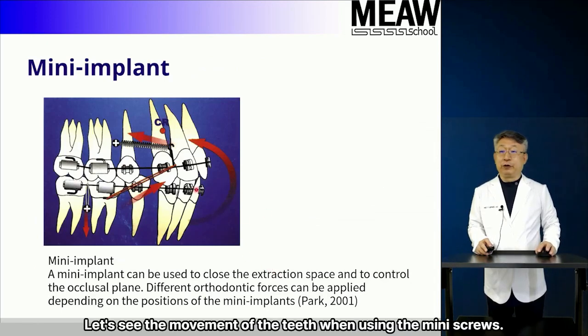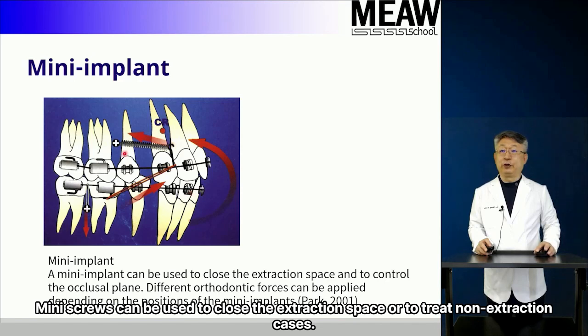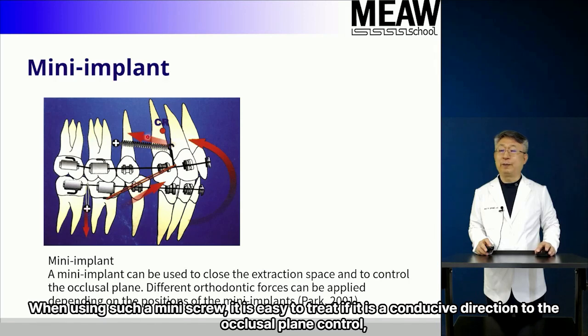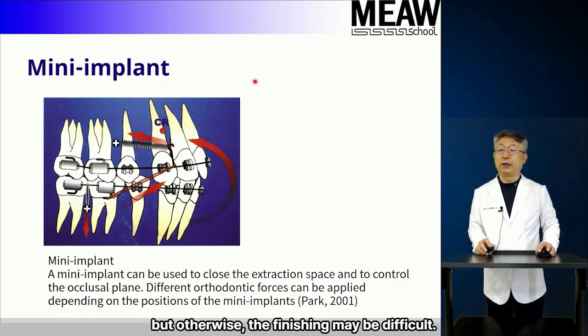Let's see the movement of the teeth when using mini screws. Mini screws can be used to close the extraction space or to treat non-extraction cases. When using such a mini screw, it is easy to treat if the direction is conducive to occlusal plane control. But otherwise, the finishing may be difficult.